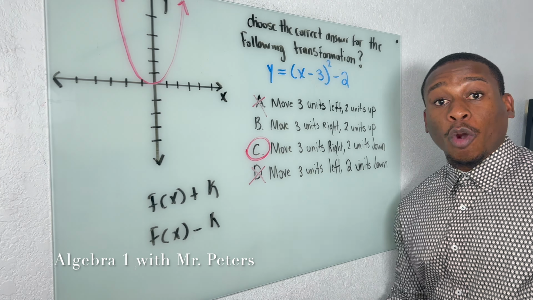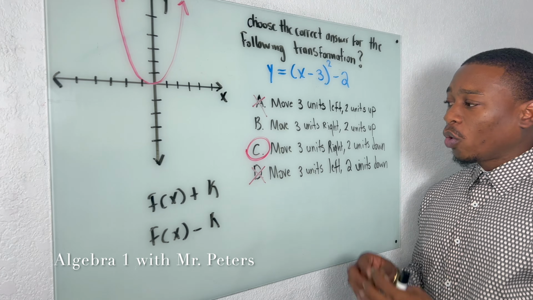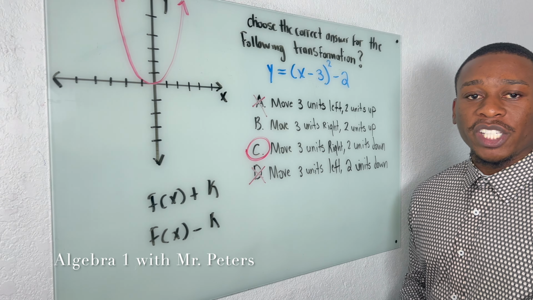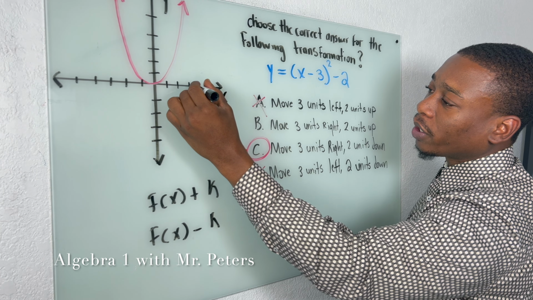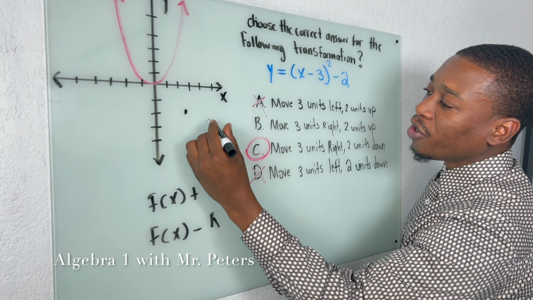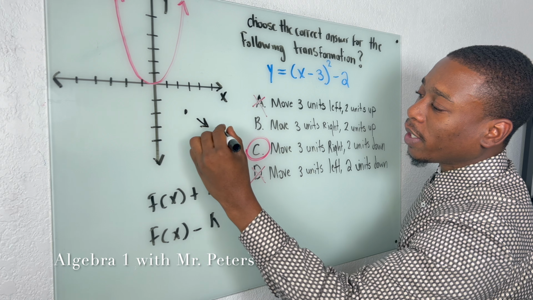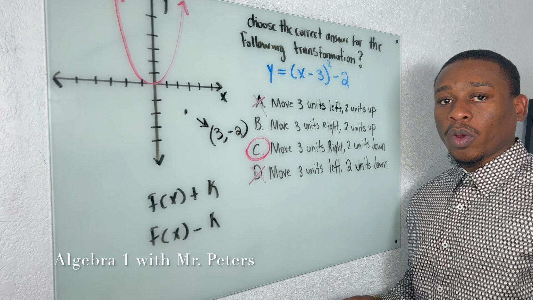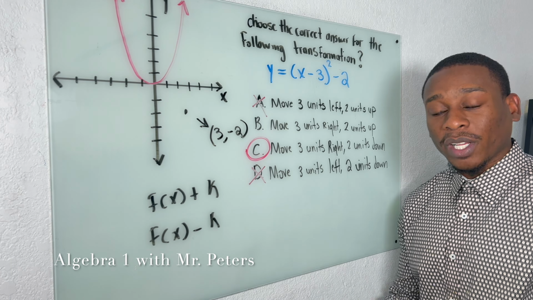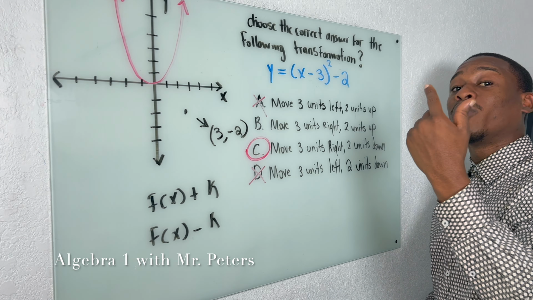So if we're thinking about this in another way where it wasn't multiple choice and it's just transformations, remember that we moved to the right 3, 1, 2, 3, and then down 2. So my new vertex would be (3, -2). And this is just another way we could solve this by using transformations. Let's go over to problem number 2.